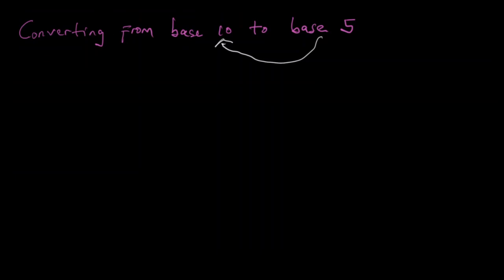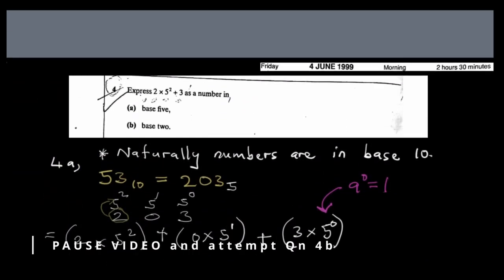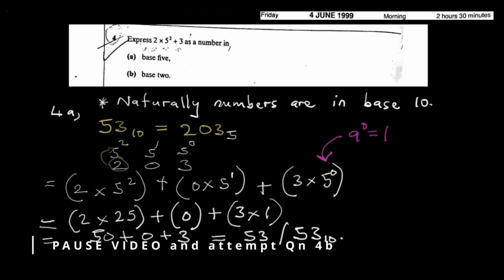So let us go over to our second question. I advise that you pause this video and try to do 4B. Try to convert 53 base 10 to base 2. Then unpause, follow through the solution. Let us now work through the solution. So we want to convert 53 base 10 to base 2. How do we do that?